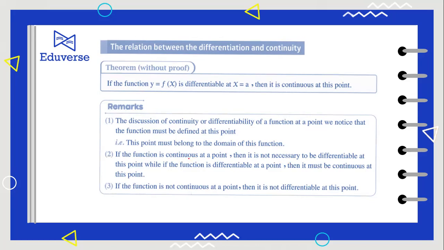It can be continuous, but not differentiable. Okay, that's okay, no problem. But if the function is differentiable at a point, then it must be continuous at this point. Meaning there is no way for a function to be differentiable and not continuous. To reach differentiability, I must pass through continuity. Okay? So if the function is not continuous, it can't be differentiable ever. Meaning if I haven't reached continuity, I can't continue to differentiability.